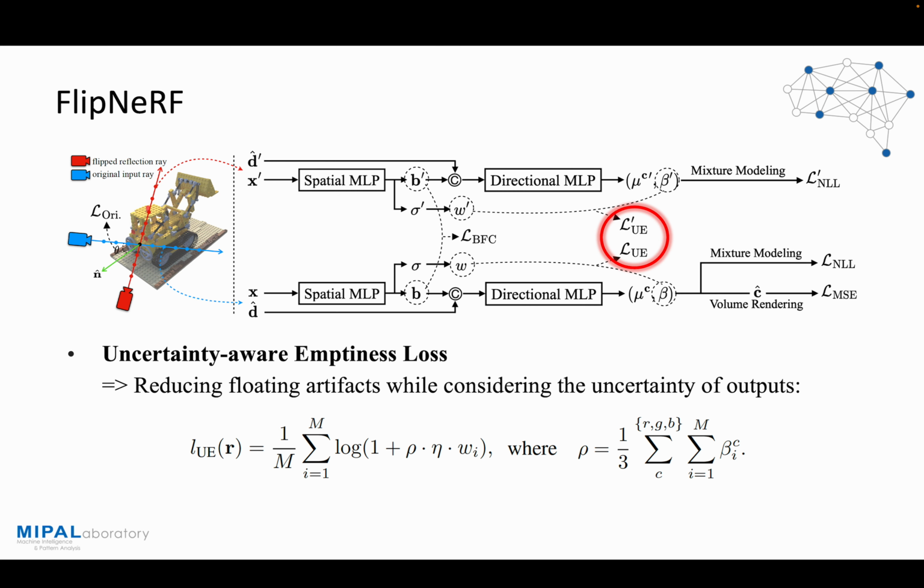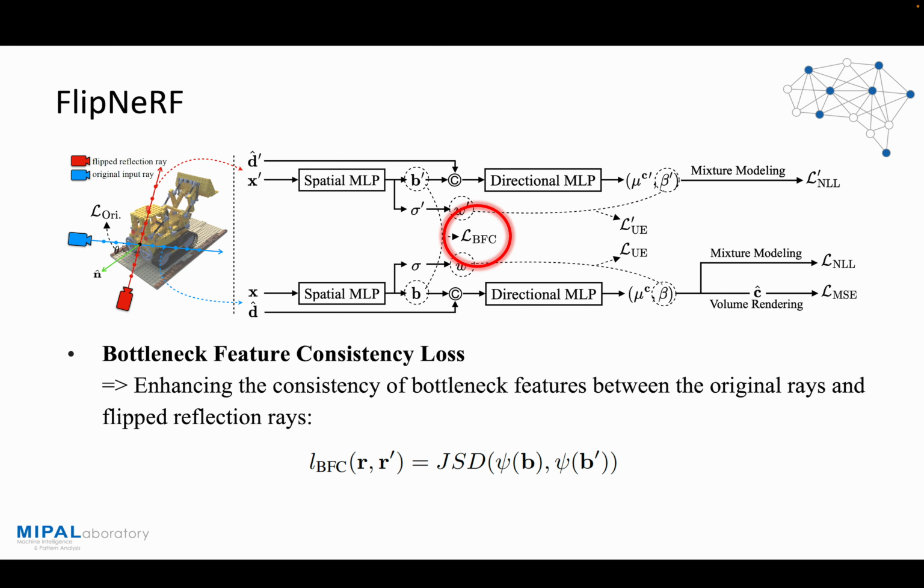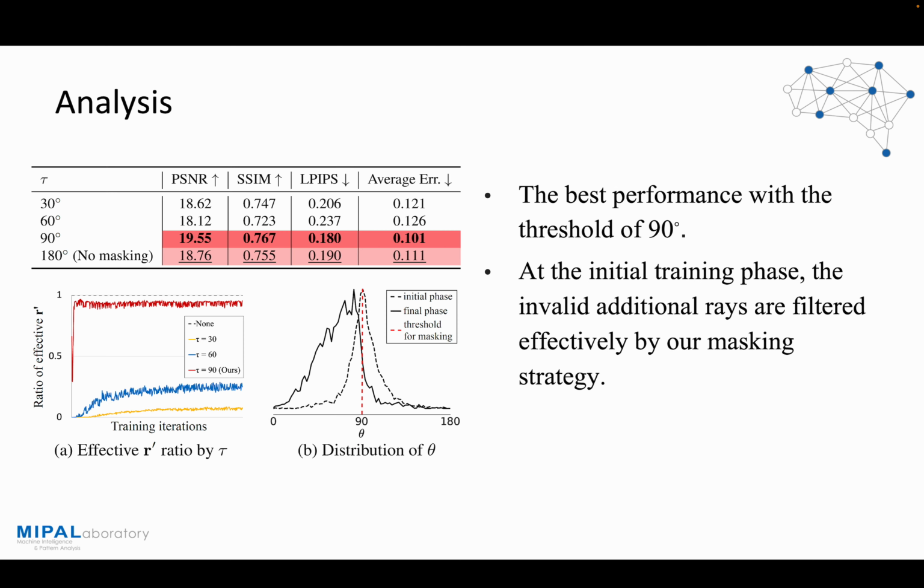outputs by considering uncertainty. Furthermore, motivated by previous works addressing feature consistency, we encourage the consistency of bottleneck feature distributions between R and R', which are intermediate feature vectors, by Jensen-Shannon divergence. By our proposed BFC loss, we regulate the pair of features effectively by enhancing consistency between bottleneck features without depending on additional feature extractors. Here is the analysis of FlipNeRF.